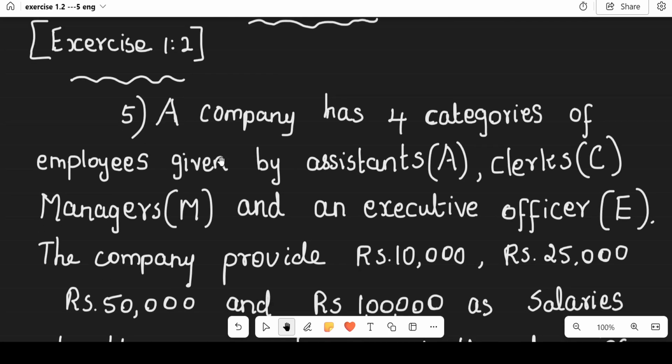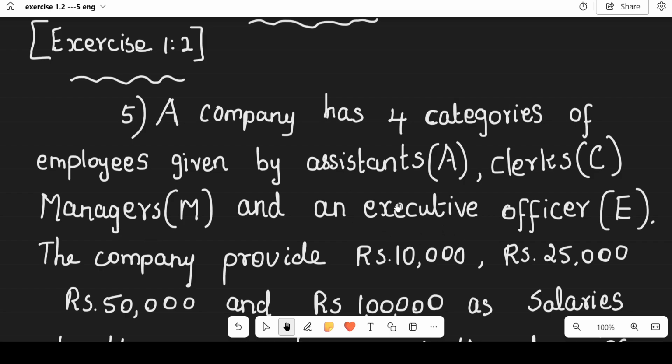Now we can see the fifth question, that is, a company has four categories of employees given by assistants, clerks, managers, and executive officers. Okay, one company has four types of employees. One is assistant, one is clerk, another one is manager, and next is executive officer.